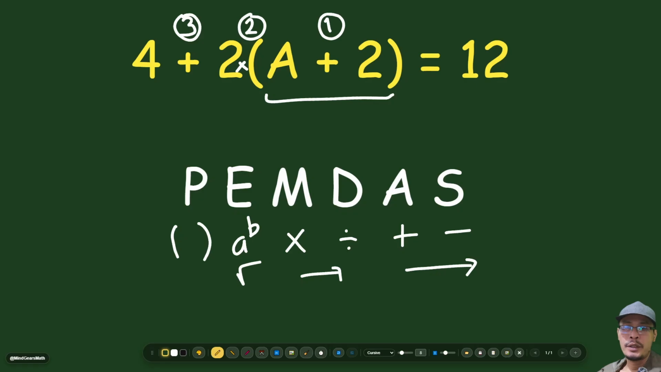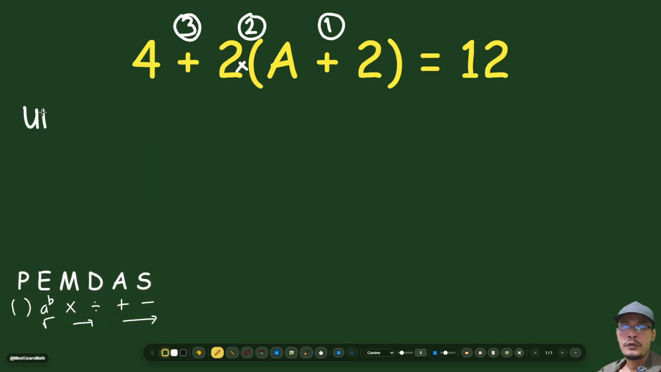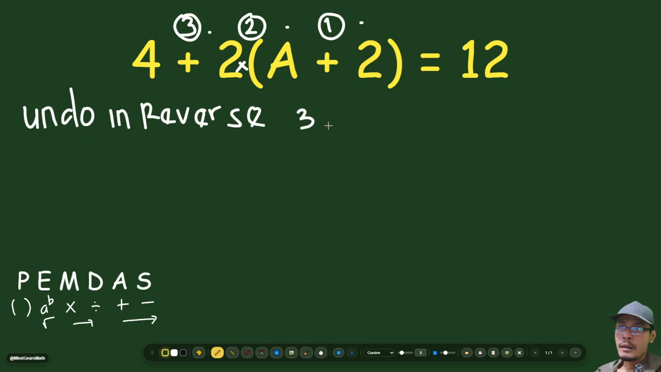1, 2, 3. To find A, we undo in reverse, like a countdown. 3, 2, 1. First method, the countdown. Two rules of undo. Rule 1, every move has an opposite. Rule 2, the equal sign is a balance. Whatever we do to one side, we must do to the other.